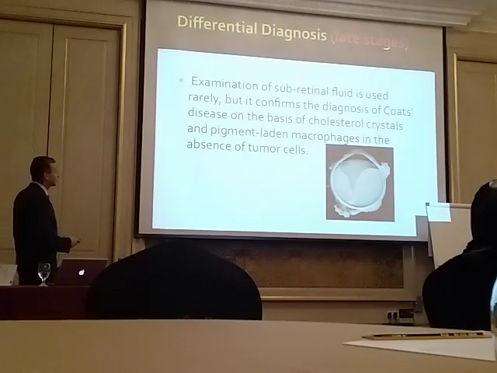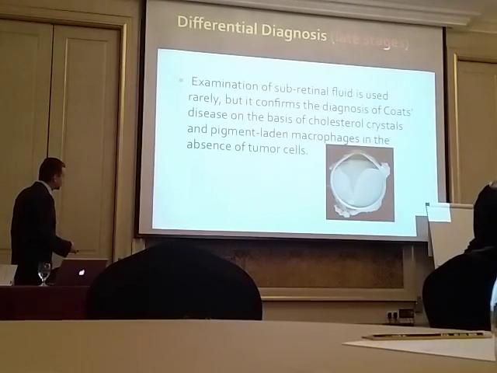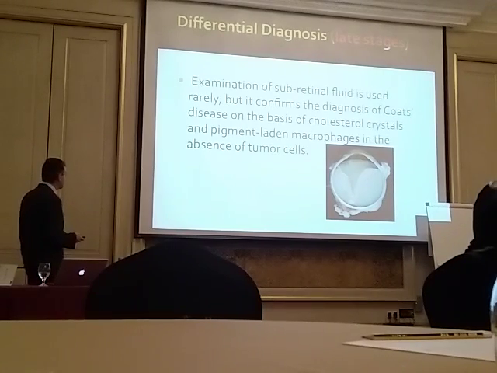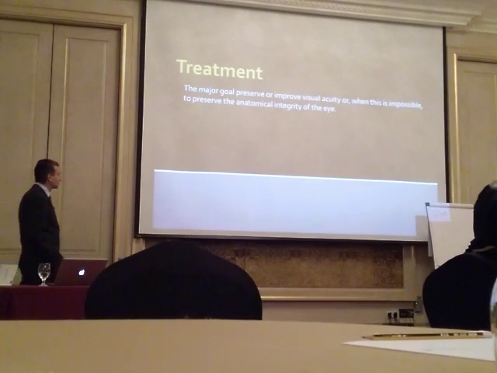Now, examination of subretinal fluid, of course, can confirm the diagnosis, but you're not going to tap subretinal fluid, especially if you're suspecting retinoblastoma. But suppose you have an enucleated eye and you want to see what the cause was, then you can see that. We see mostly cholesterol crystals, as I said, it goes with lipid exudation, and pigment-laden macrophages, and the absence of tumor cells. Again, this is a post-enucleation study rather than a study done while the eye is still in place.